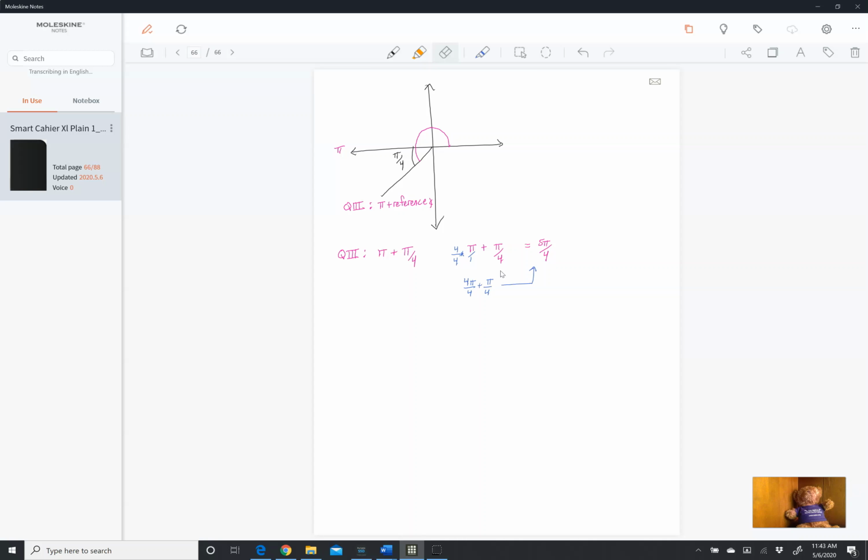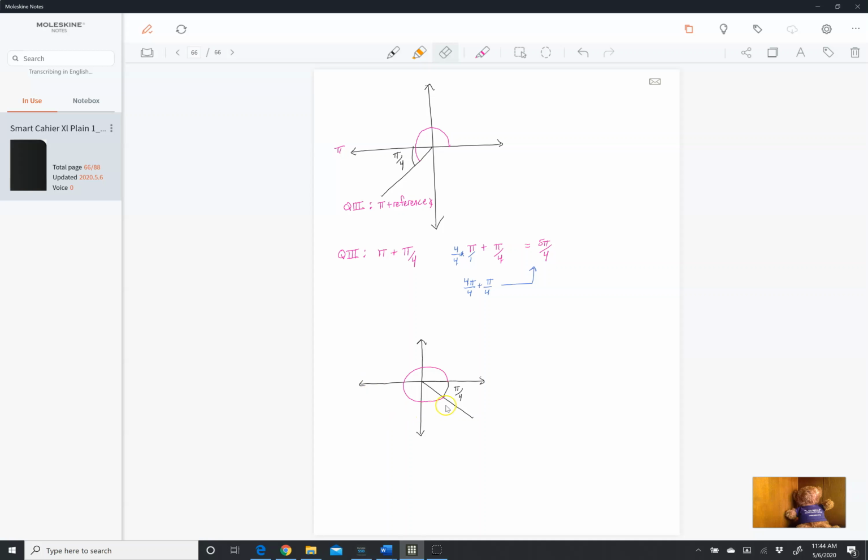Okay, let's look at quadrant 4. So in quadrant 4, again, we had a reference angle of pi over 4. But we don't want the reference angle. What we want here is this angle. We want the opposite, okay?